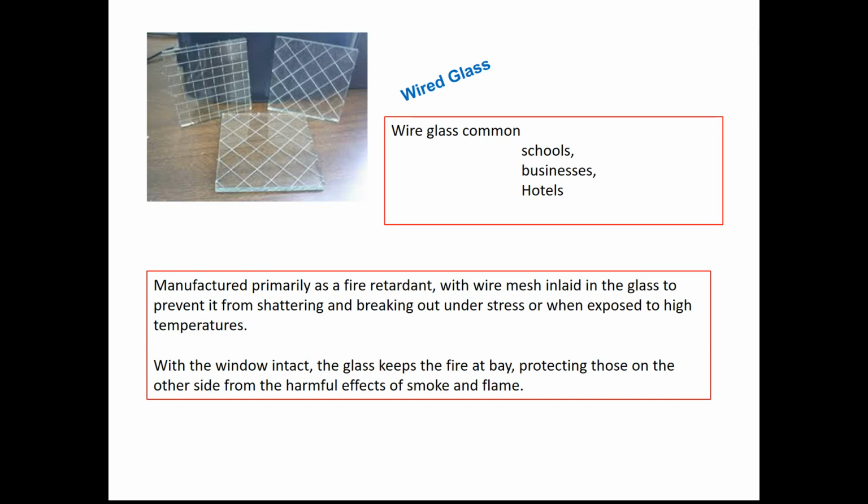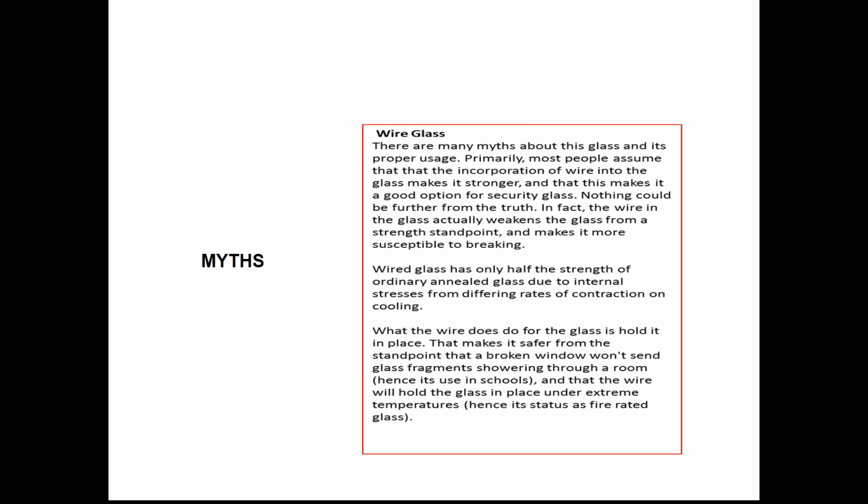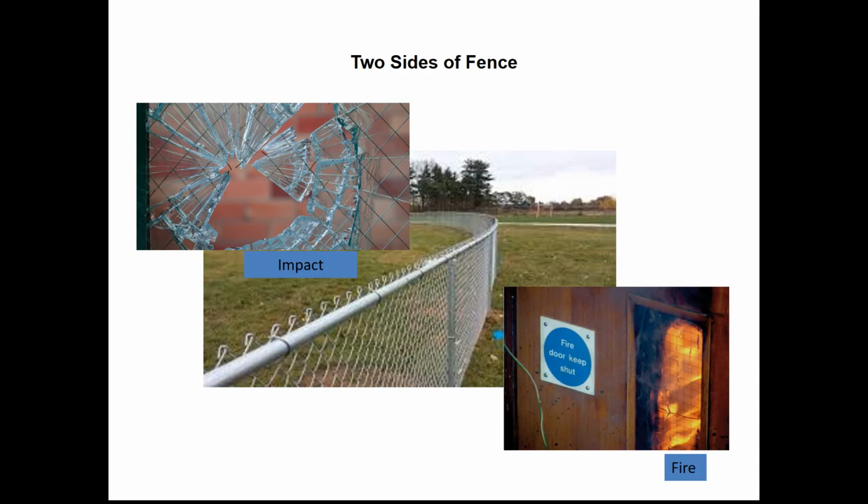One of the myths we have with wired glass is that it's strong, it's impact resistant, and all that. But in reality, wired glass only has half the strength of ordinary glass, and that's due to the wire and the manufacturing process. Sometimes we get fooled, saying, "Okay, that's a strong piece of glass due to the wire in there." No, all that wire does is try to keep the glass in place. It'll crack, whatever, but the wire's there to keep the glass in place.